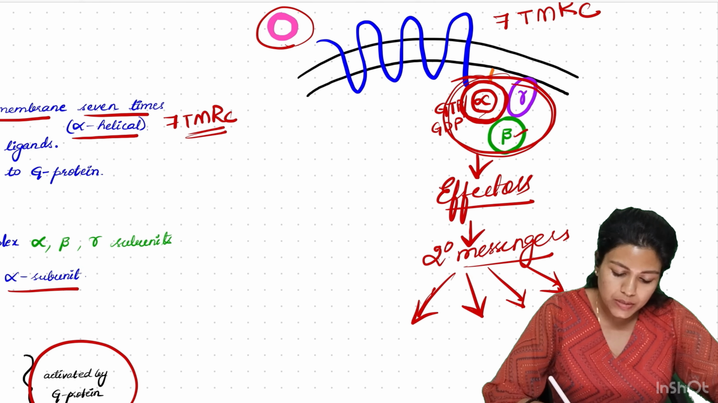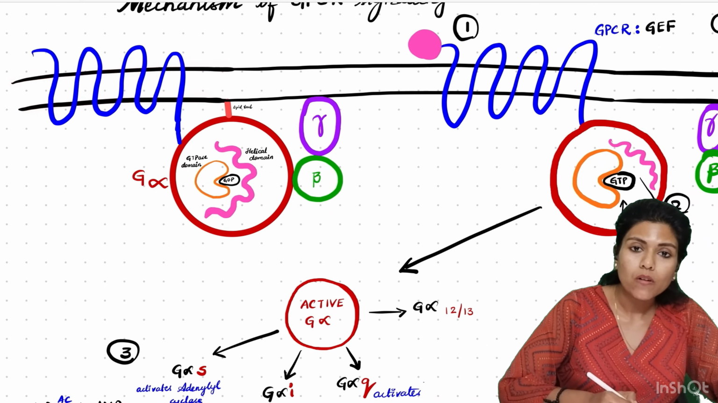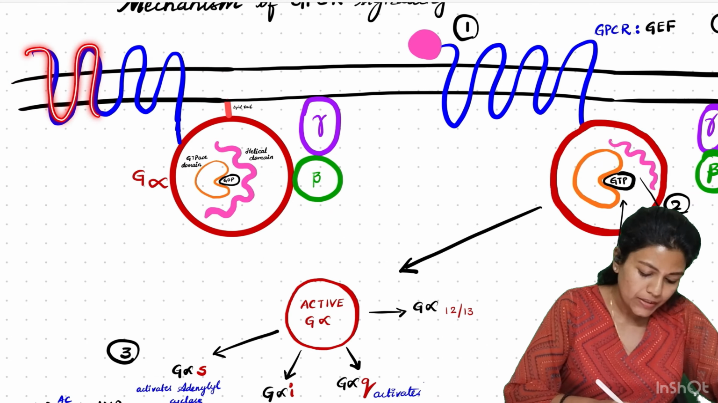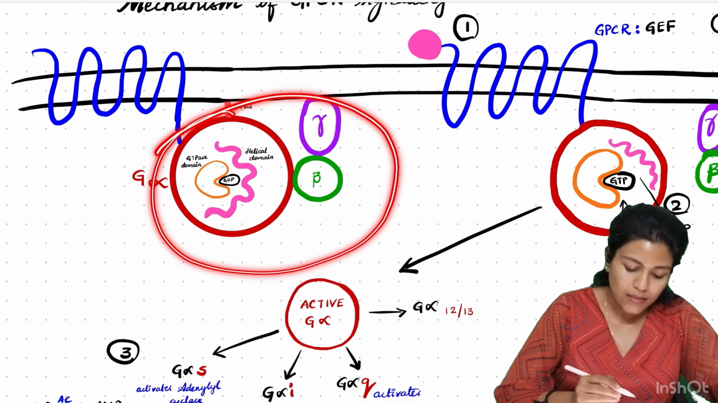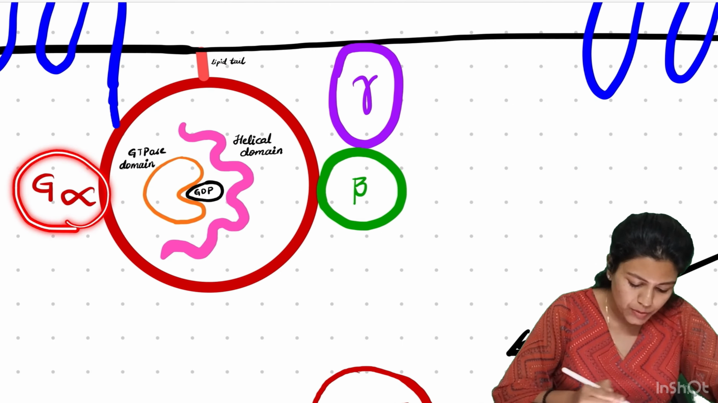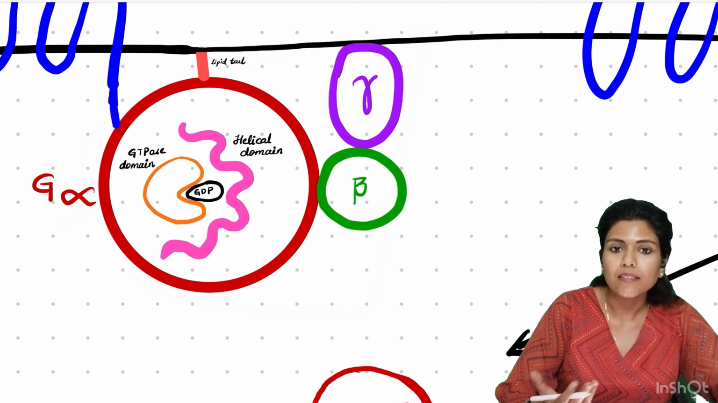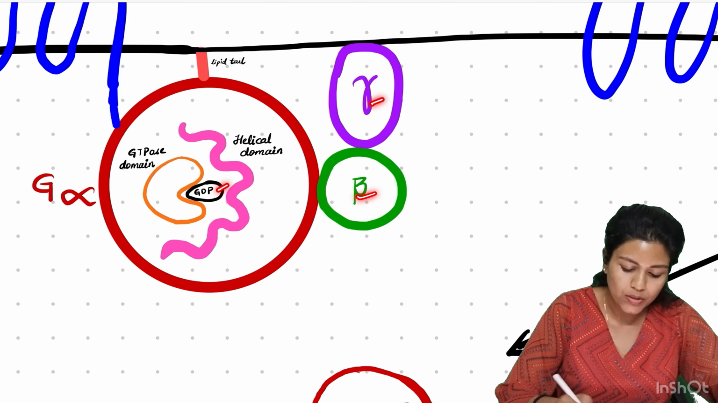Let's discuss in detail the mechanism of GPCR signaling. So consider this first image showing you the cell membrane over which there is a serpentine receptor traversing the cell membrane 7 times, and it is bound to this G protein complex. The G protein complex is formed by the G alpha subunit, beta subunit, and gamma subunit, alpha, beta, gamma forming this heterotrimer. Hetero means different, and trimer means three subunits.